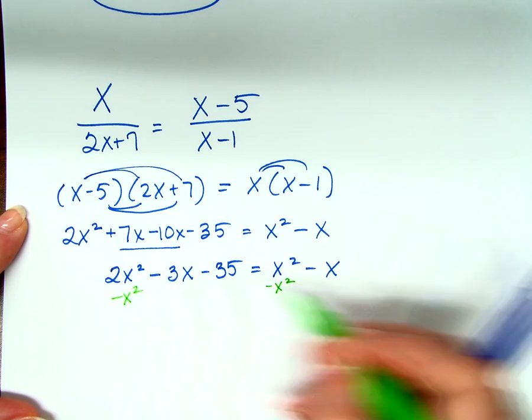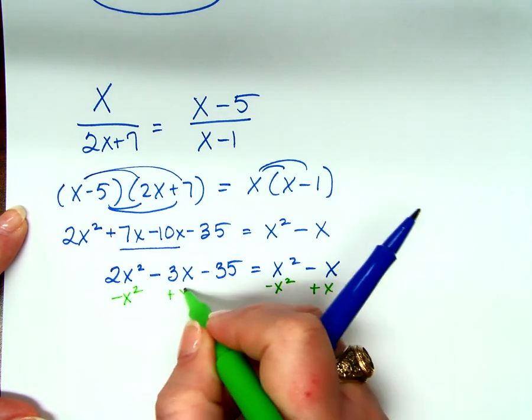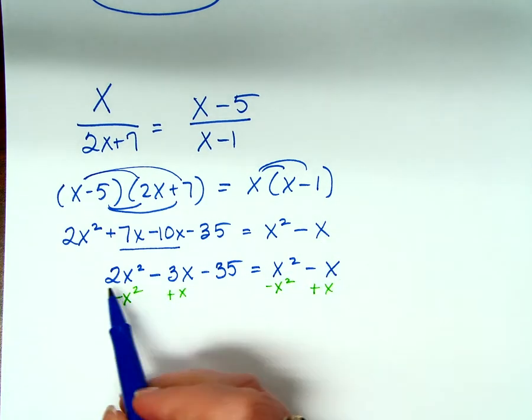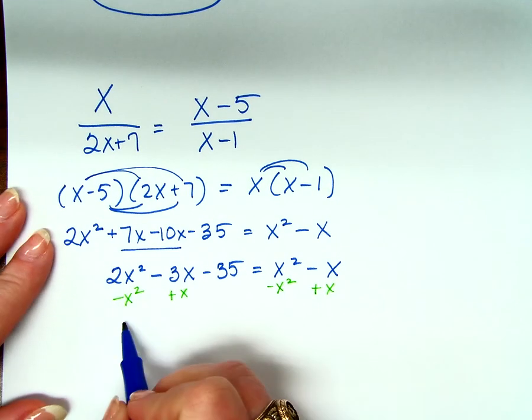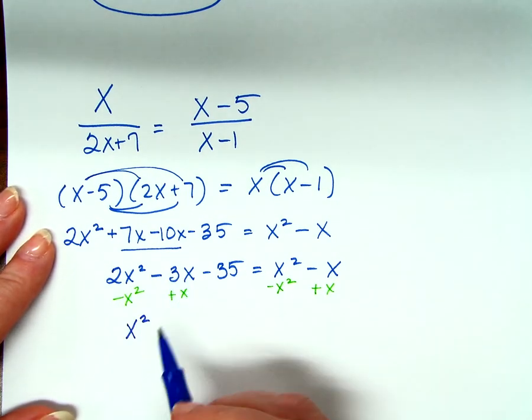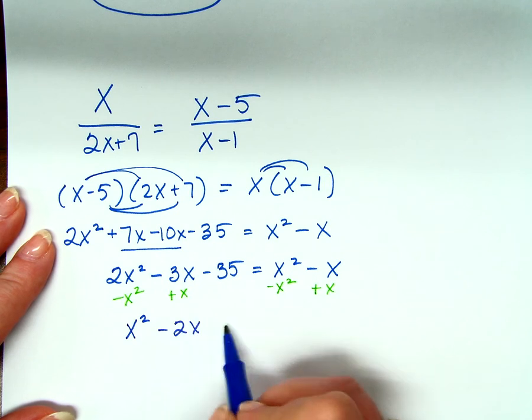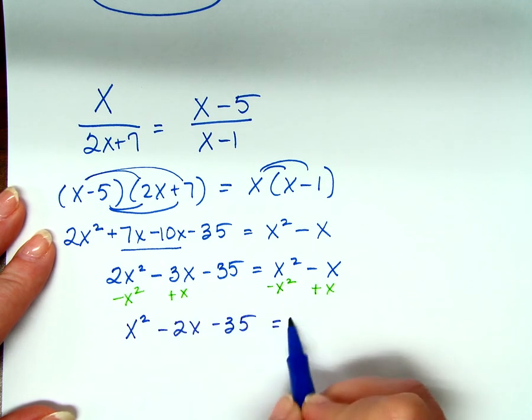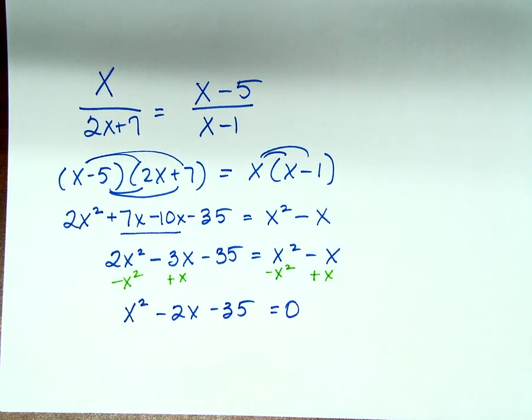So subtracting x squared and adding x. Everybody okay with that? So 2x squared minus x squared, negative 3 plus 1, negative 2x minus 35 equals 0. Now that it's equal to 0, what do I want to do? Some people want to factor, some people want to complete the square, is what it sounded like you were saying. Some people want the quadratic formula.